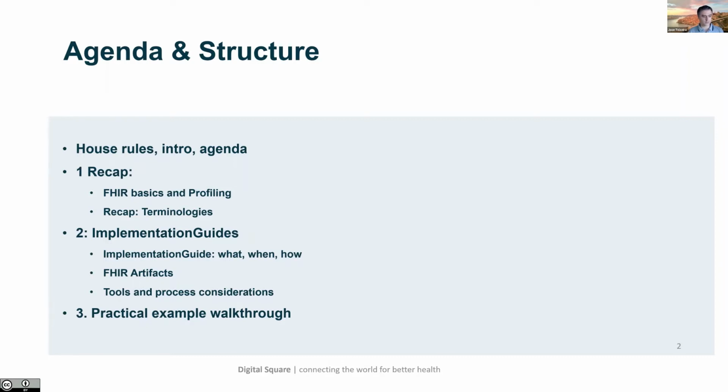And today we are going to see what implementation guides are, what it is, when to use it, how you make one, and how you use one. We are going to see what's behind the implementation guide, so what are the FHIR artifacts that compose an implementation guide? We'll go a bit through the tools and process considerations, so what you need to do to set up one implementation guide on your own.